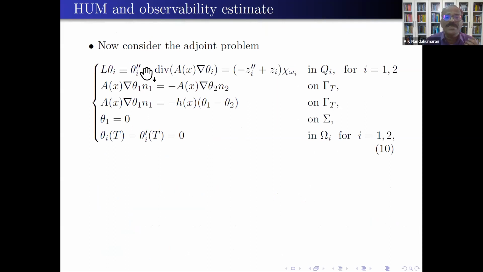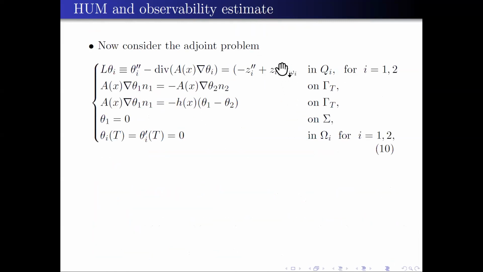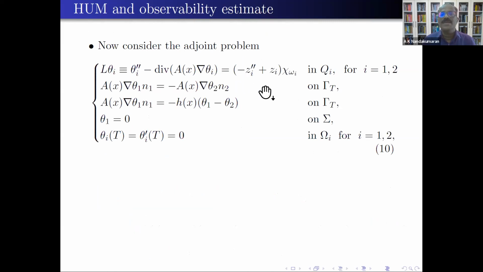And then the adjoint system. In the adjoint system, this is your observation, from here Z. This is your observation, which is quite weak, and you can interpret it in the W prime setting.